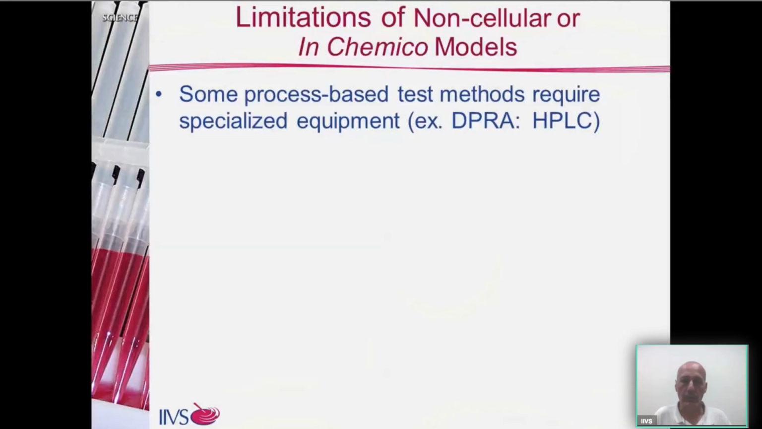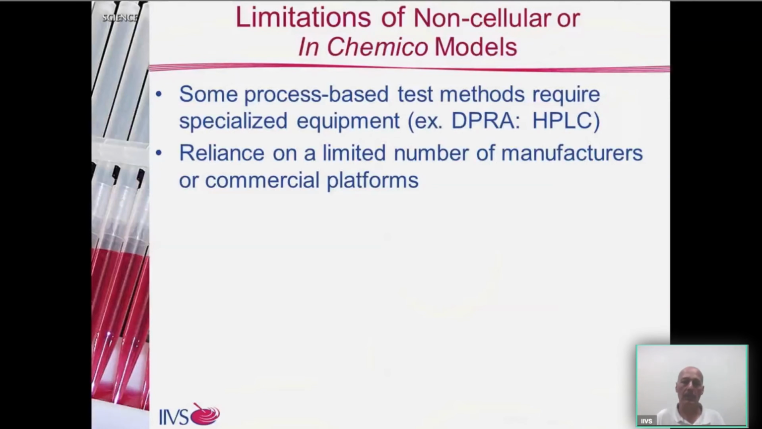Okay, just as we noticed with the other test methods, there are limitations of non-cellular or in chemico models. Some process-based test methods require specialized equipment. This is the case for the direct peptide reactivity assay, which relies on the need for HPLC analytical tools, equipment, and expertise. There's also reliance on a limited number of manufacturers of these commercial platforms. In the case of the Corrositex, there's a single manufacturer of that test system. However, the test guidelines have been written to allow for innovative applications of similar or me-too type concepts so that other manufacturers can make very similar type platforms as well for regulatory testing.